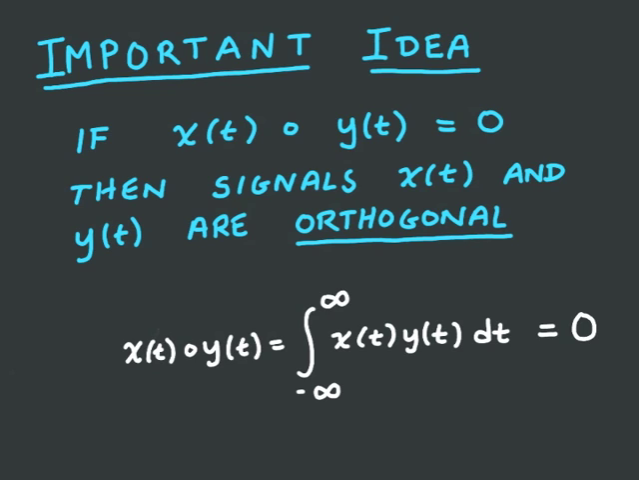I want to emphasize the idea of orthogonality of signals. If x of t circle product y of t is 0, then signals x of t and y of t are said to be orthogonal. Of course, x of t circle product y of t is the integral from -infinity to infinity of x of t y of t dt. So what kind of signals are orthogonal? Some examples will help to illustrate the idea.